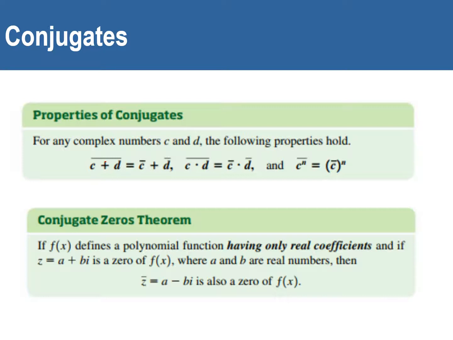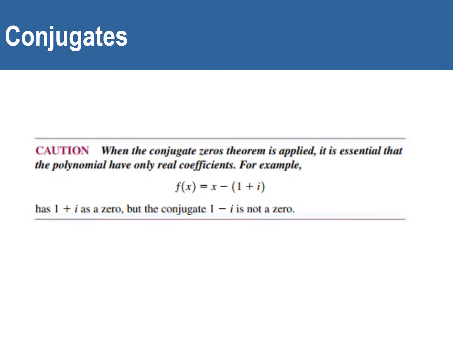Now, the conjugate zeros theorem says that if a polynomial has only real coefficients, and z is a plus bi is a 0, then a minus bi is also a 0. Remember, if this is z, a plus bi, then the conjugate, or z bar, is a minus bi. Now remember, the polynomial has to have only real coefficients for the conjugate root theorem to apply. Otherwise, it's no longer valid.